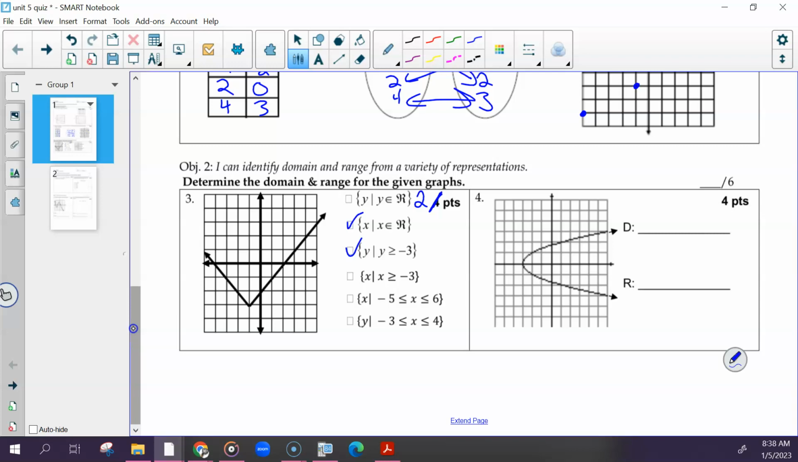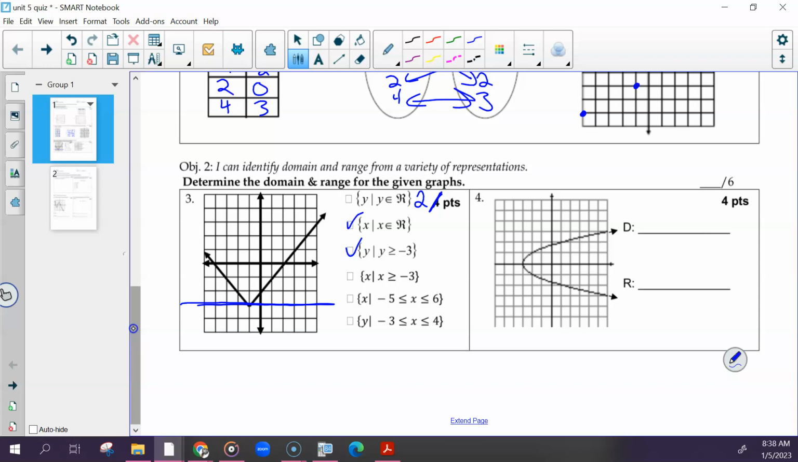Jasmine. I'm not sure how you got the range. So the lowest point is at -3, and then it keeps going up, so it's everything above -3, so greater than. And then for number 4, you had to write out your domain and range.